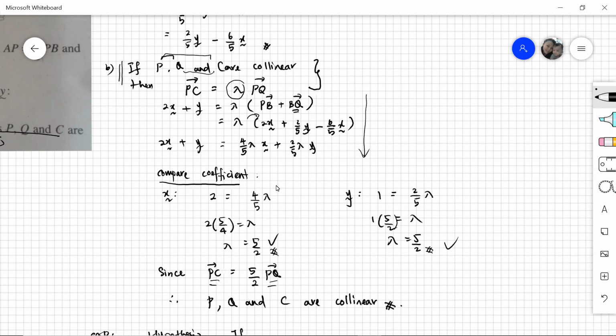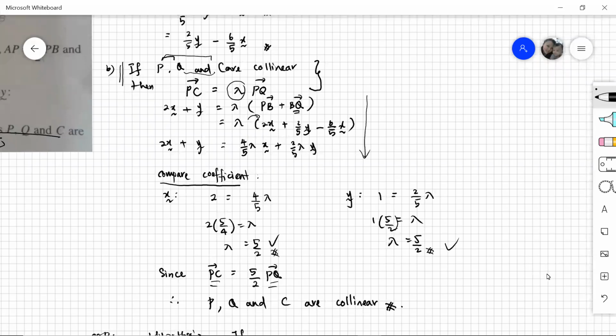If you got lambda 5 over 2 for x, but lambda equals 3 for y, that means the lambdas contradict each other. Lambda does not exist, therefore the proving step has failed. So to prove that they are collinear, lambda must exist, meaning the value of lambda must be obtainable from the calculation. That is how we solve and prove the collinear question.